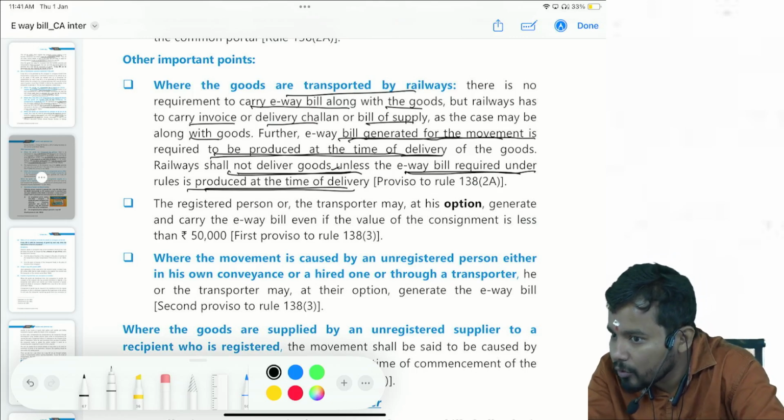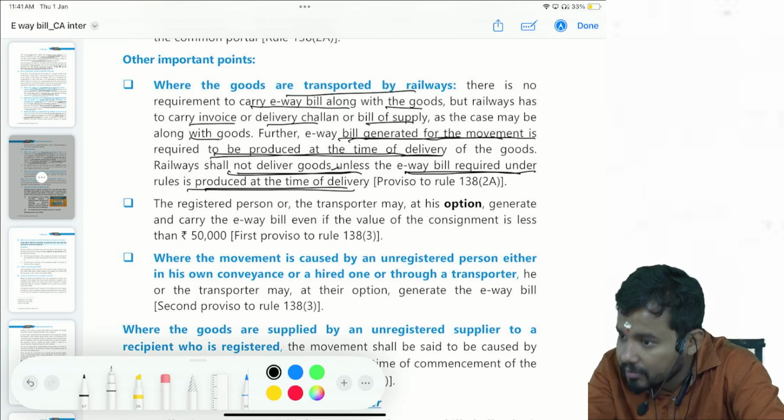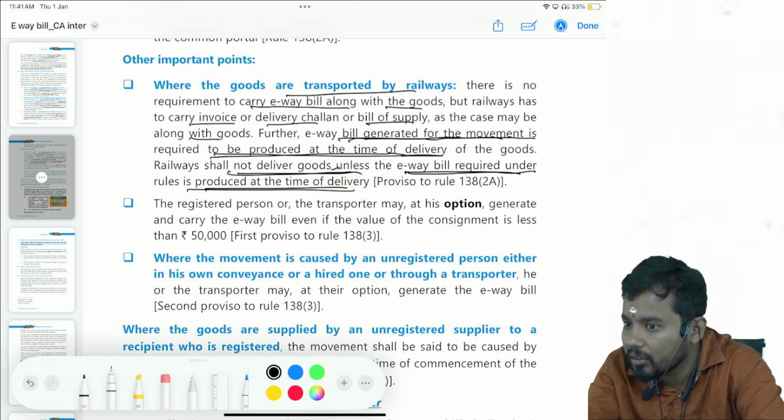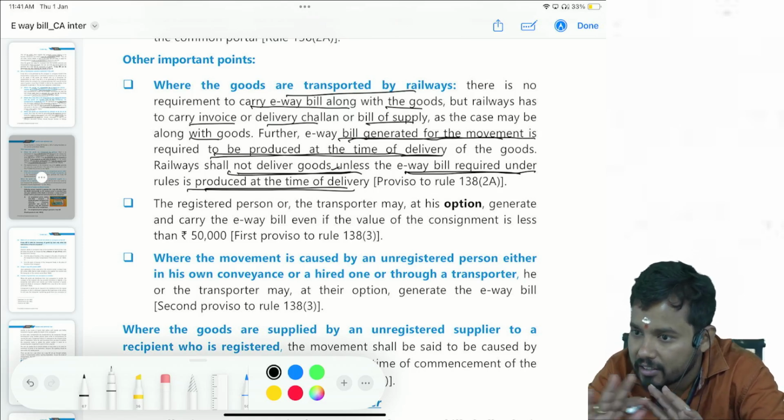Now you are sending goods to your customer. Now your customer has to show the e-way bill at that time. Then only will the railways deliver the goods. Otherwise, the railways will not deliver the goods.